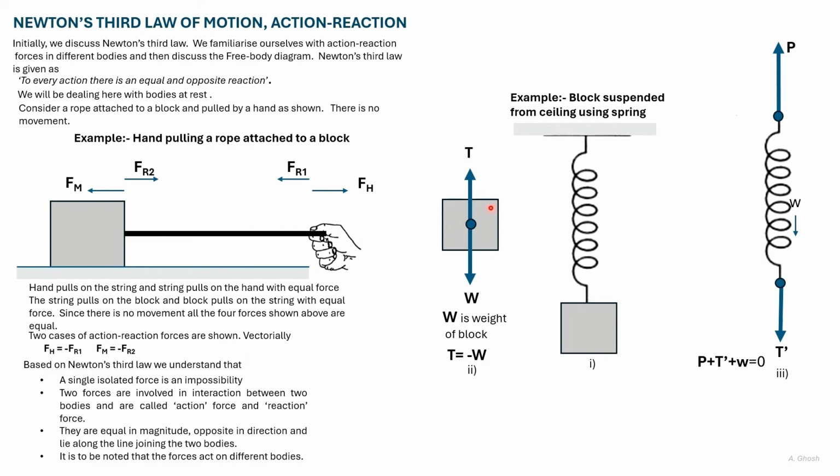Here T is the force that the spring exerts on the block, and T dash is the force that the block exerts on the spring. So T and T dash form an action reaction pair here. Similarly, if the spring exerts a force P dash on the ceiling, then P dash and P form an action reaction pair. One would be curious about the action reaction force between the block and the earth.